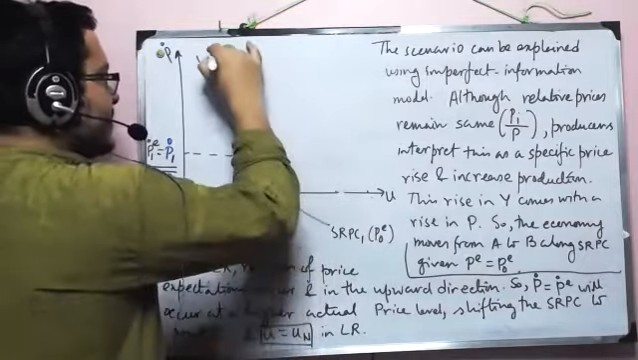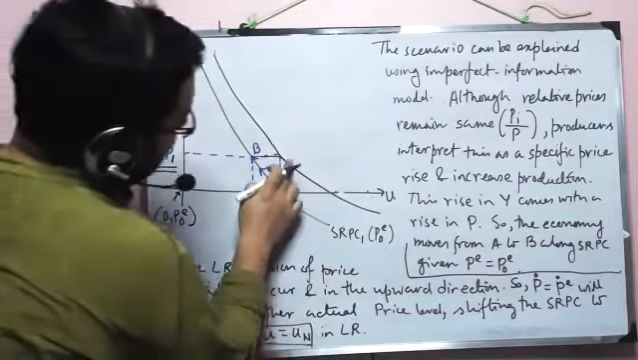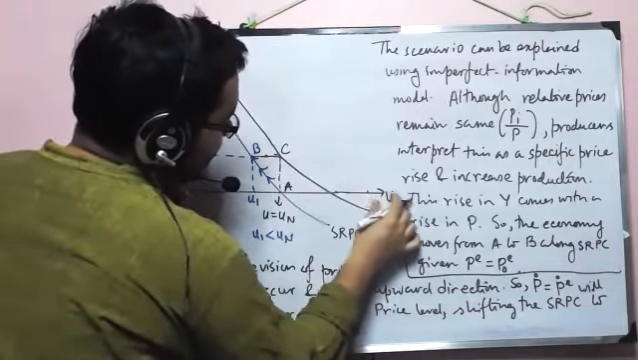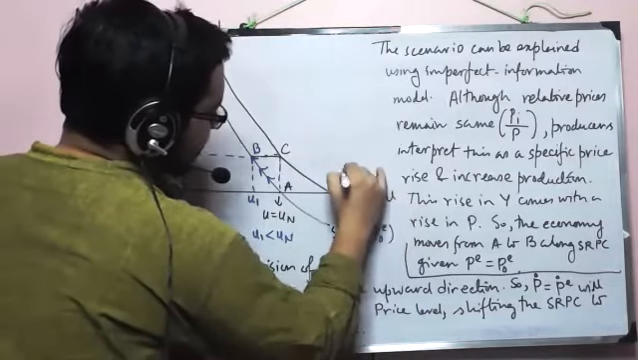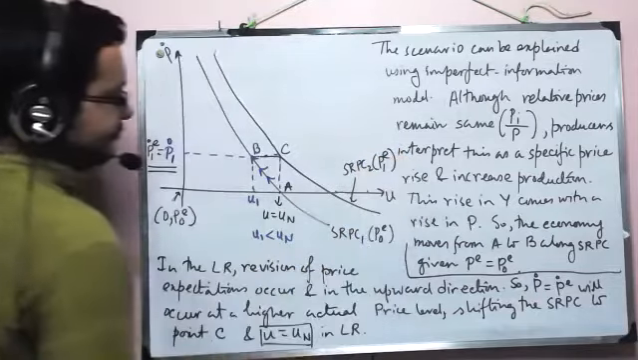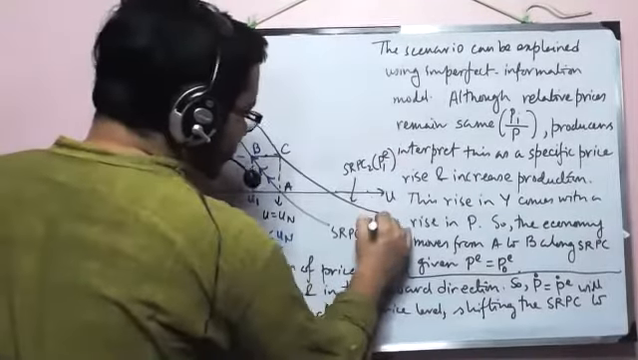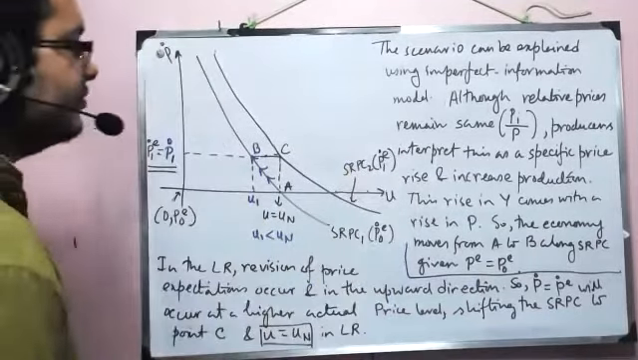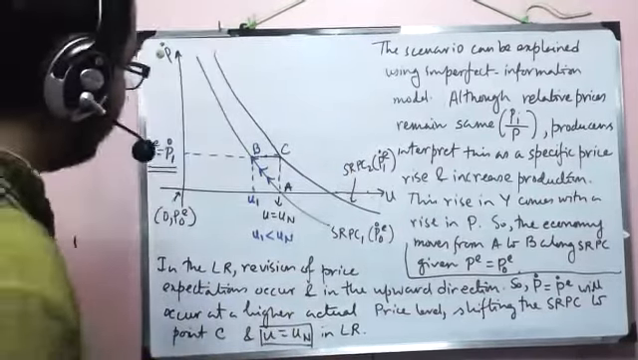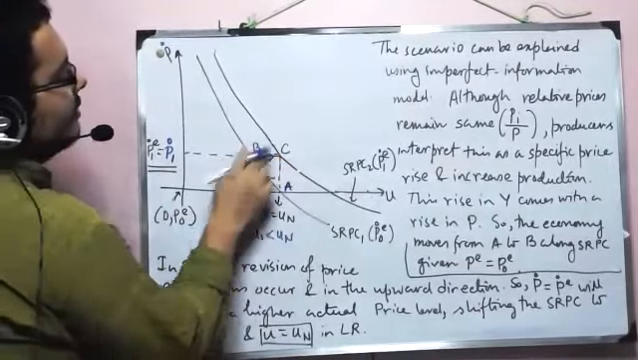Given this is point C, there will be a shift. So the new SRPC will go from this point. So this is C. SRPC 2 with respect to P1E naught. Sorry, I forgot this naught. So we are going through. First we go from A to B, then we go from B to C.